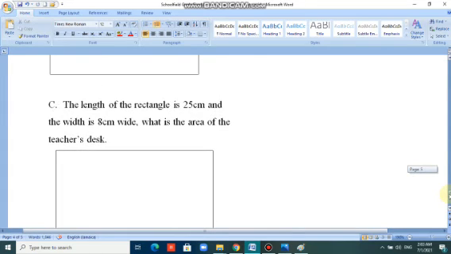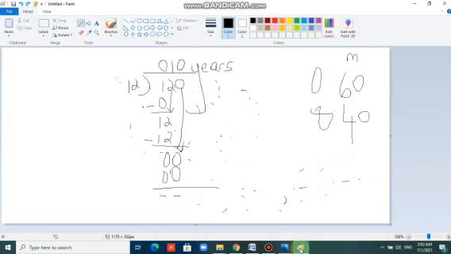So we're going to multiply. What is the area of the desk? So we're going to multiply 8 times 25. Is that so? Yes, that is so. 8 times 25. It's length times width. All right, beautiful. Let us go. 8 times 25. So we have 25.